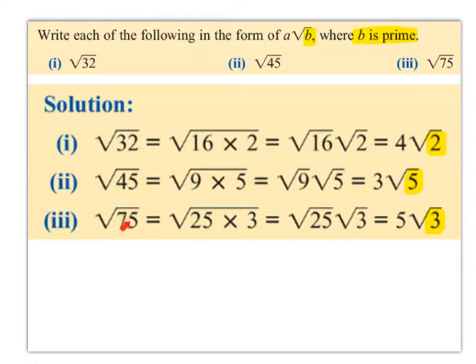And then the square root of 75 can be rewritten as the square root of 25 times 3, because 25 times 3 is 75, which gives us root 25 times root 3. The square root of 25 is 5, so we have 5 root 3, which works because, again, root 3 is a prime.